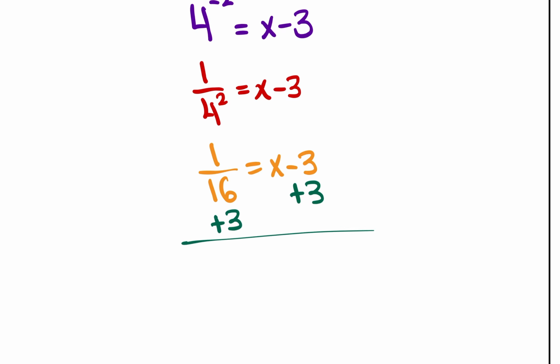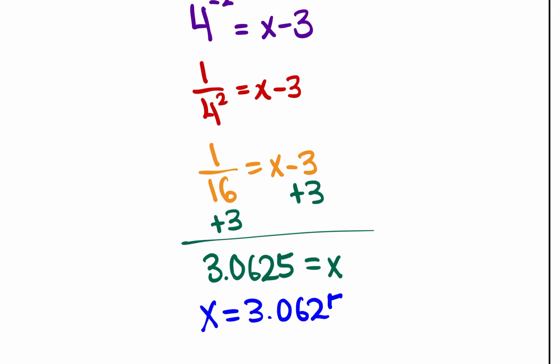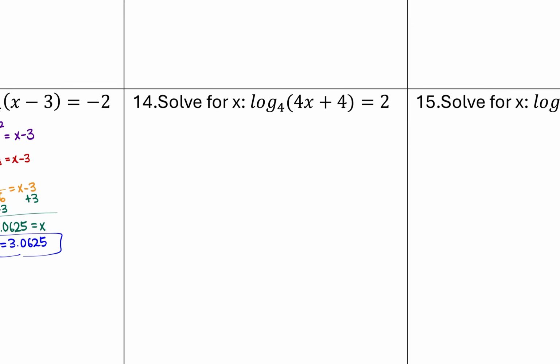And this will leave us with the following. This will be a decimal. So we have, let me calculate that real quick. Okay, this will give us 3.0625 is equal to x, or essentially x is equal to 3.0625. If you want to convert this to a fraction, you're more than welcome to convert it to a fraction, your choice. Let's move on to question number 14.